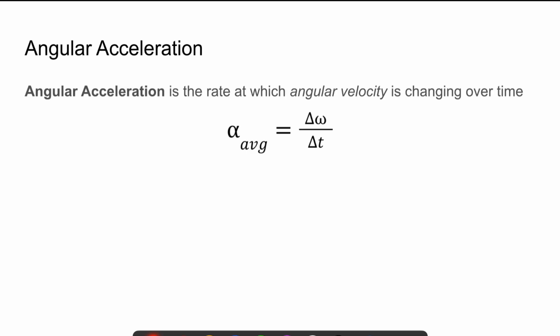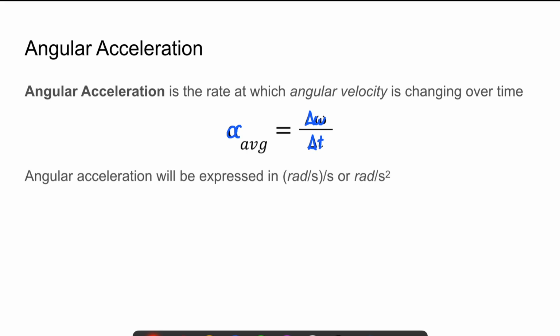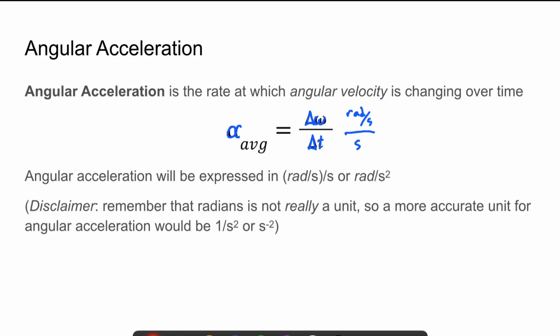To describe angular acceleration, we can describe it as the rate at which angular velocity is changing over time. So our alpha, which is the Greek letter that we use to represent angular acceleration, our average angular acceleration, equals our change in omega, or our change in angular velocity, divided by the change in time. And if you're keeping track of the units here, angular velocity is in radians per second and time is in seconds. So we end up with radians per second squared.